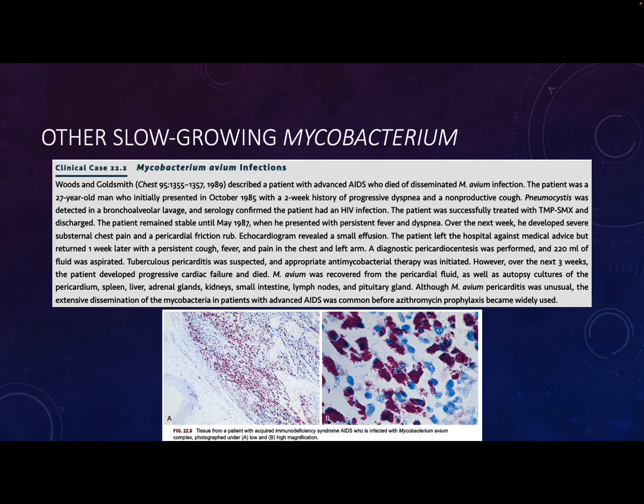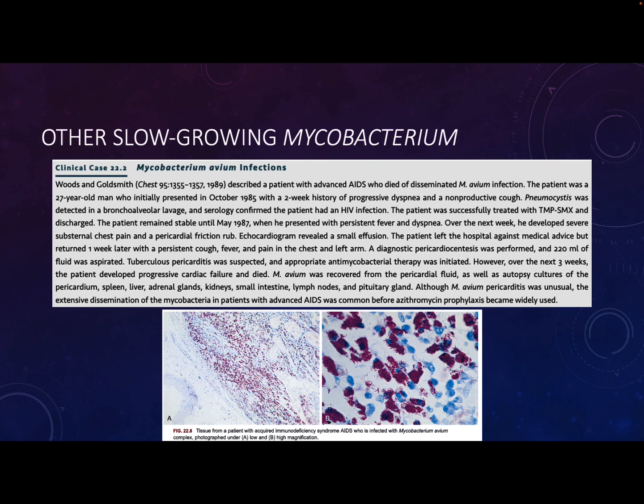He was successfully treated with some drugs. He remained stable until May of 1987 when he showed up again with a fever and trouble breathing, severe substernal, so below the sternum, chest pain, and pericardial friction rub. His echocardiogram revealed basically fluid. The patient left the hospital against medical advice but returned a week later with a persistent cough, fever, and pain in the chest and left arm. They basically looked at his pericardium. They pulled out fluid from the pericardial area.